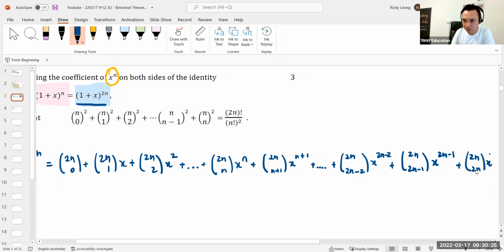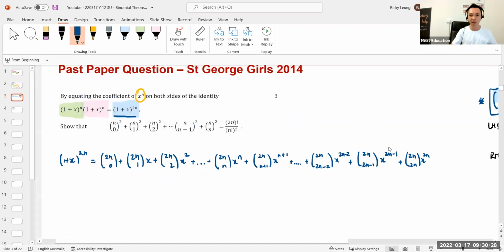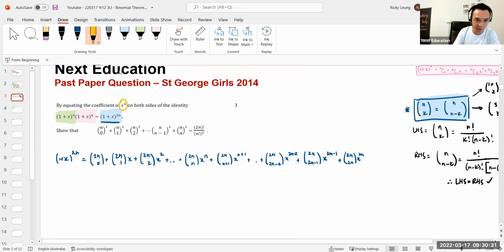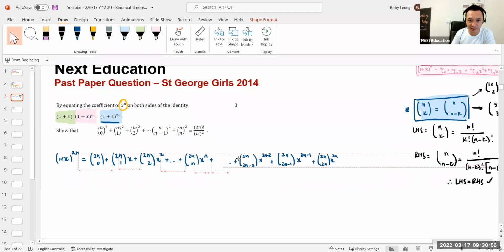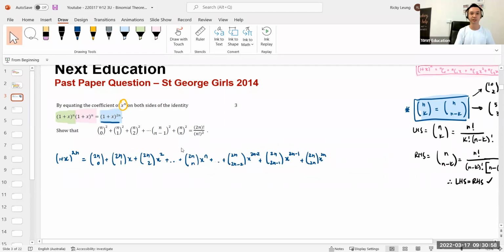Plus 2n C2n x^2n. That's long and winded, but what is important is that it's symmetrical. Is it symmetrical? No, this one's in the middle. Actually, I did too much, I don't need this one. Like I said, if it's even, there's one in the middle. So let me get that back. I've done too much, I didn't need that extra one. Cool. So there's one in the middle, and everything around it is symmetrical, so it folds on itself.